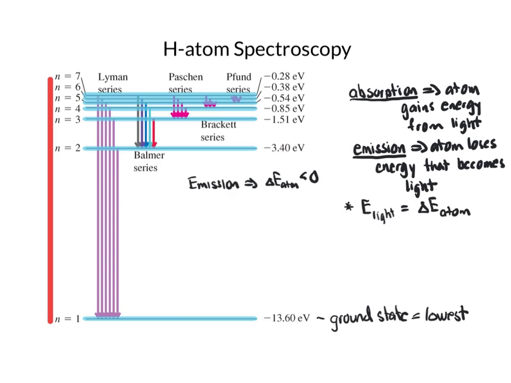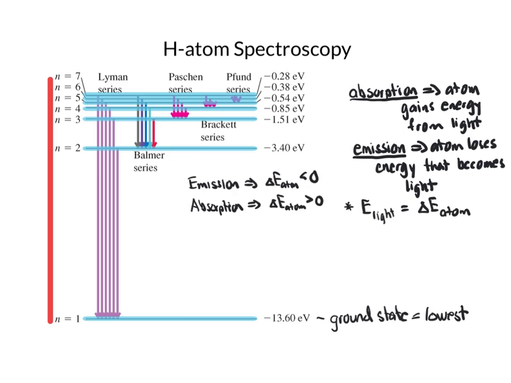But if we're going up and absorbing energy, if the atom is absorbing energy, its final state has a higher energy than its initial state. So larger minus smaller is going to be a positive number. And so for absorption, we have that the change in energy of the atom is always greater than 0.